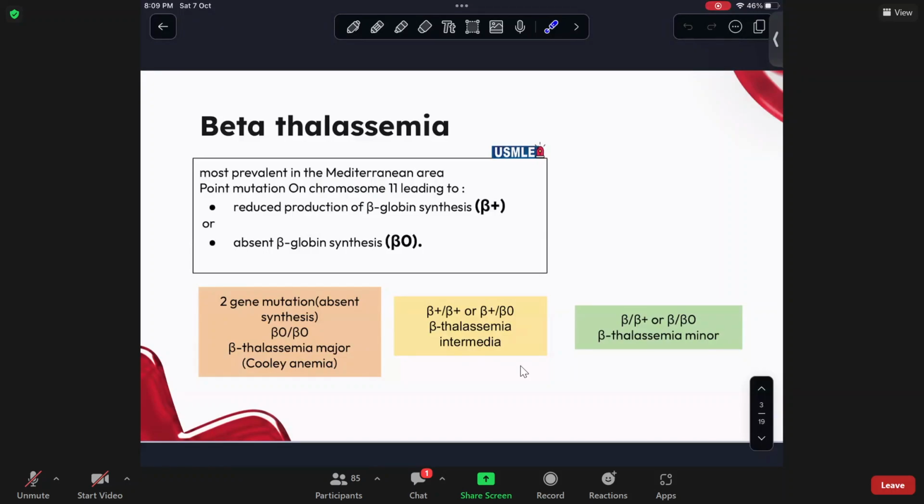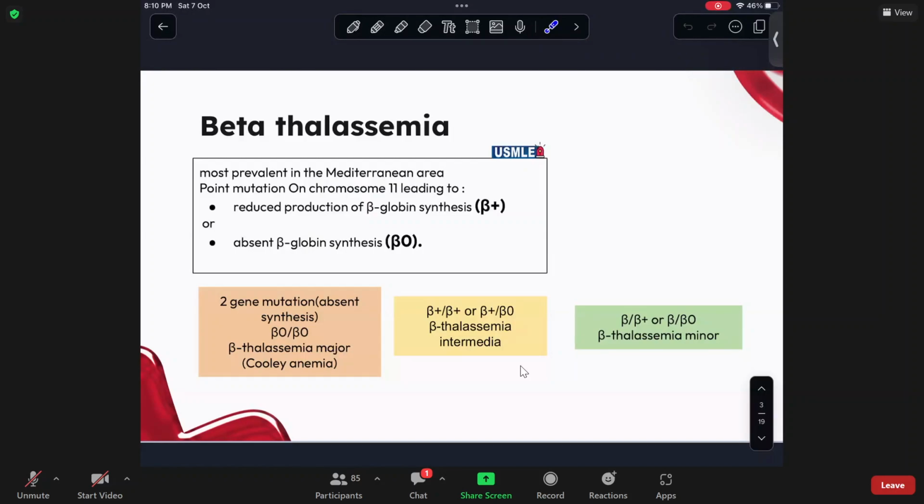But if they have a reduction in the production of both genes, or one of them is reduced and one of them is absent, then this is called beta thalassemia intermedia, which means the patients still have some beta units synthesized, unlike the major.